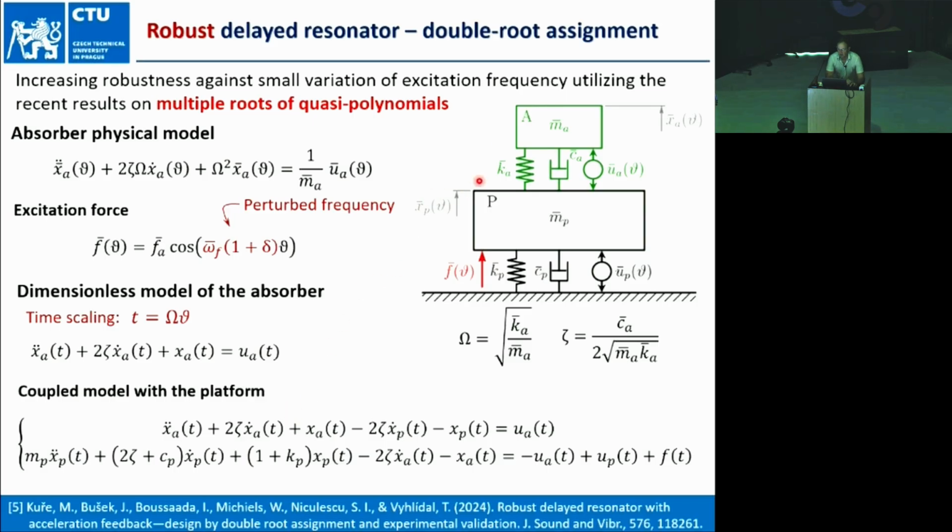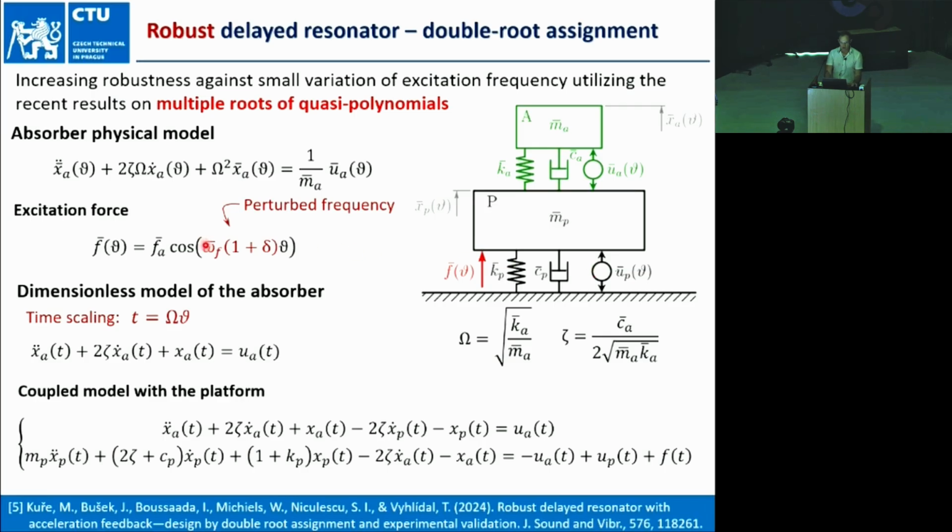So look at the setup now. We consider that we have a controller at the active absorber, but we will see that placing the double root on the imaginary axis causes destabilization of the whole system. So we need to also stabilize it back. So we consider that we have a second controller here at the platform.